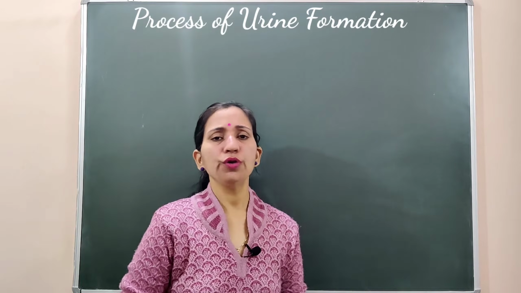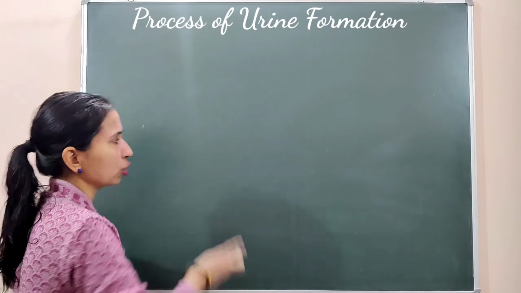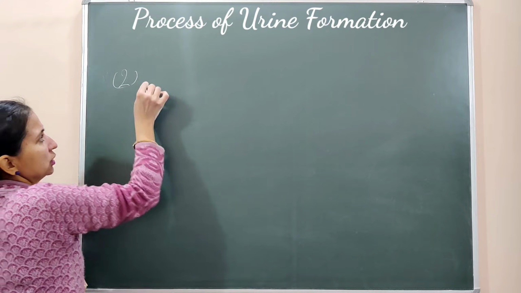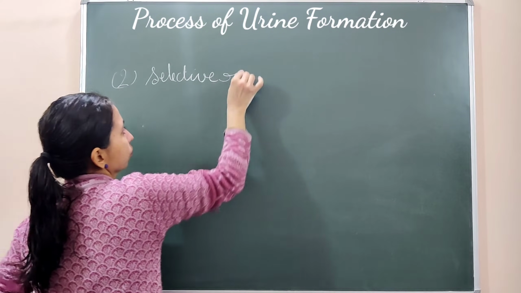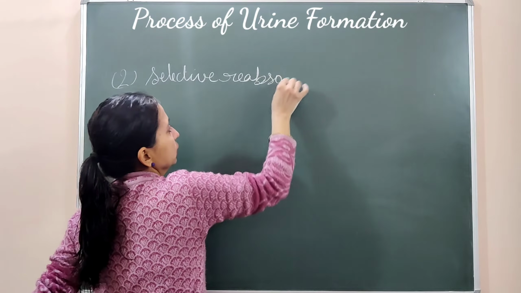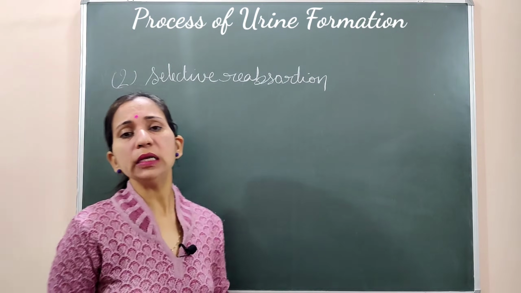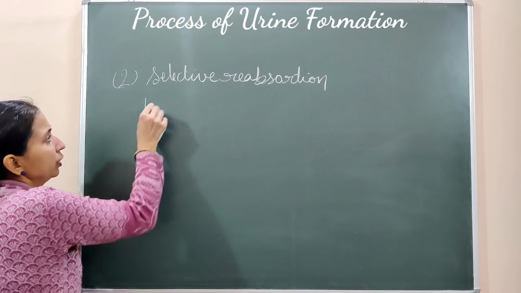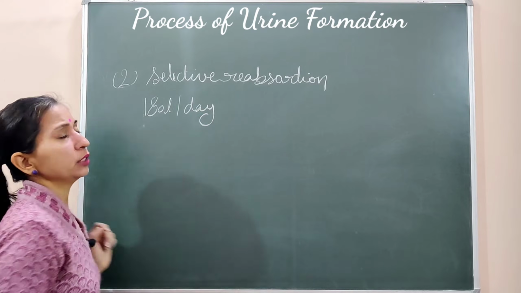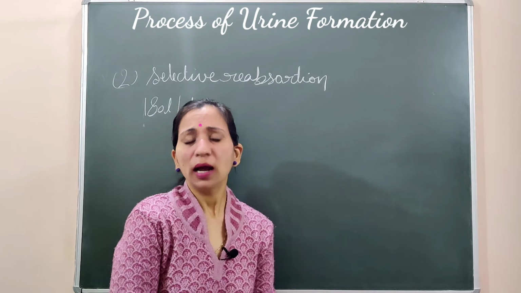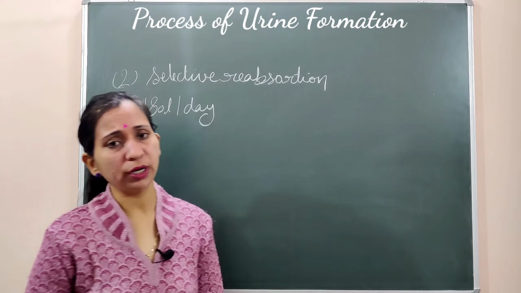The next step of urine formation is tubular reabsorption, or we can call it selective reabsorption also. So we are discussing the second process, that is selective reabsorption. As we discussed in the previous topic, ultrafiltration, almost 180 liters per day of filtrate is formed, and that amount is very much higher as compared to the urine which is excreted out.